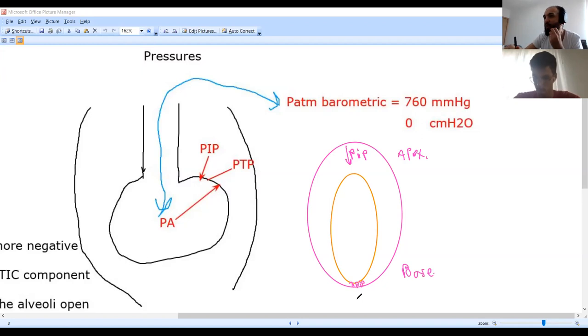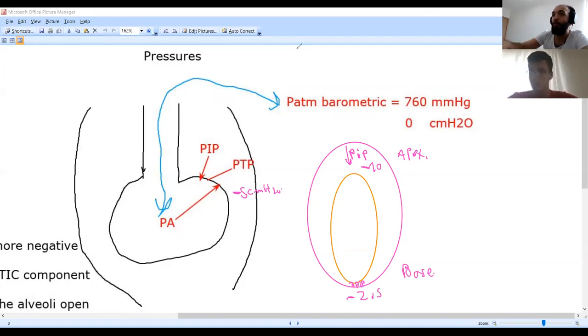The problem is that you have to remember the values of the PIP, the intrapleural pressure. The medium PIP is -5 cm². So in the apex will be lower than -5, it will be -10. And in the base, it will be higher than -5, it will be -2.5. So there is a difference, right? And this difference is because of the gravity. So there is a gradient of intrapleural pressure, about 7 cm² between the apex and the base.